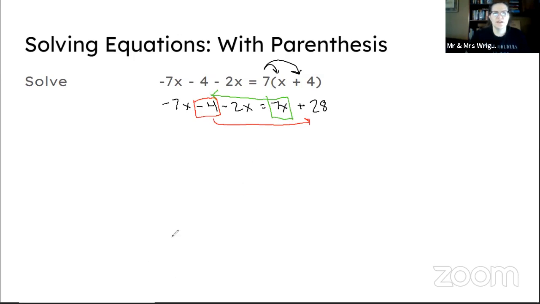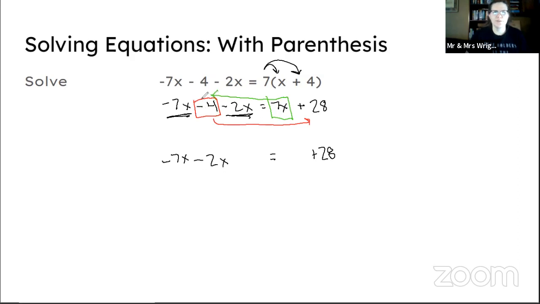So let me go ahead and write down the ones that didn't move. I've got negative 7x, that's going to stay on this side. I've got negative 2x, that's going to stay on this side. My equal sign is going to stay right there. And my positive 28 will stay in its spot as well.